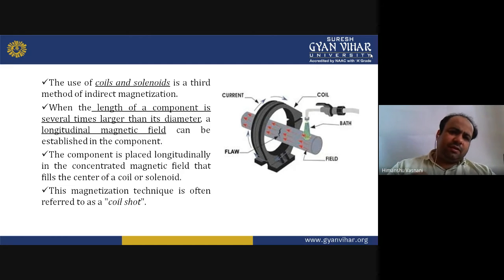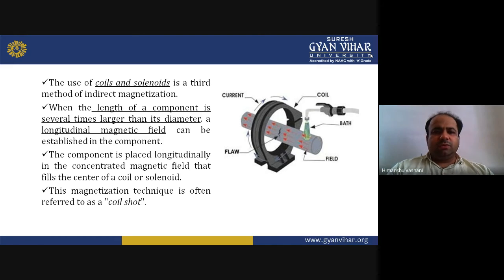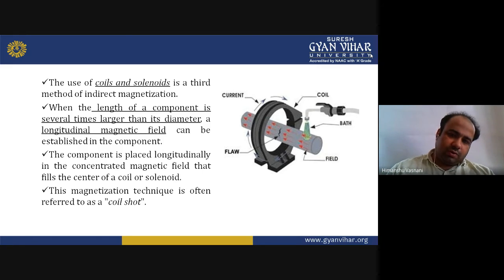So they say that when the length of the component is several times larger than its diameter, that is, the length is very large, then a longitudinal magnetic field can be established in the component. This is how they do that. The long component is placed in the concentrated magnetic field that fills the center of a coil or solenoid. We call this technique coil shot. This is how we find flaws using coils and solenoids.